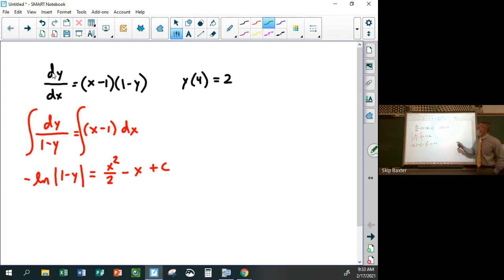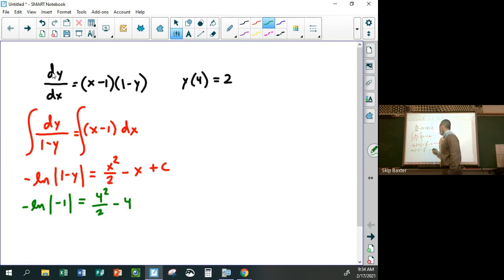So if you substitute in x equals 4 and y equals 2, you get negative ln absolute value of negative 1 equals 4 squared over 2 minus 4 plus c. So this is ln of 1, which is 0. So you have 0 equals 16 halves, which is 8, minus 4 plus c. So this is 4, so c equals negative 4.